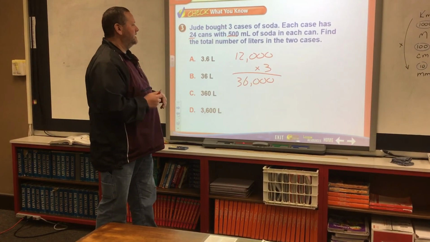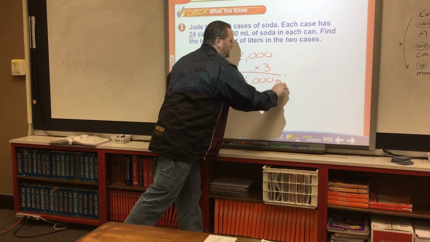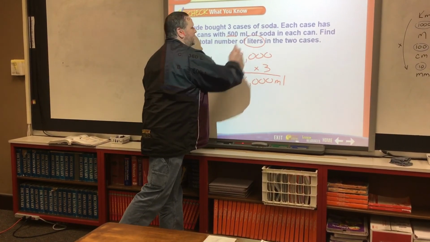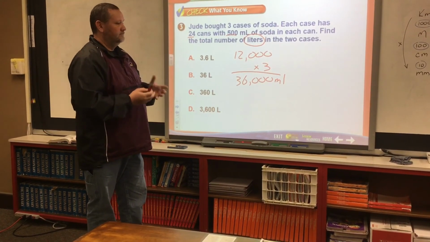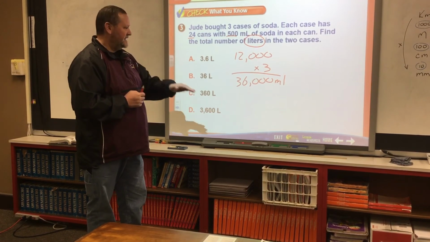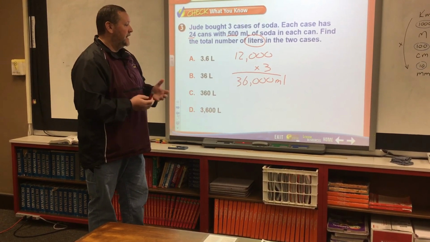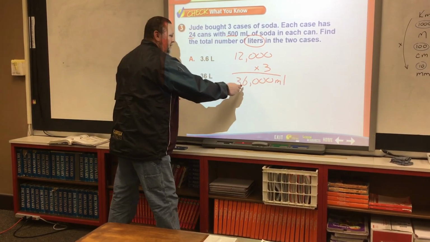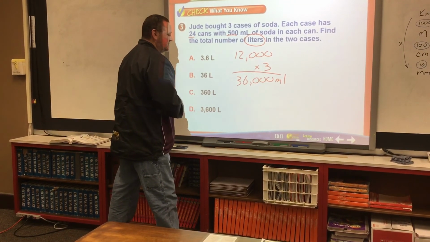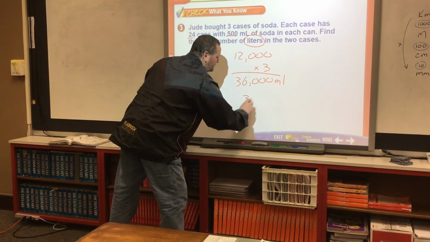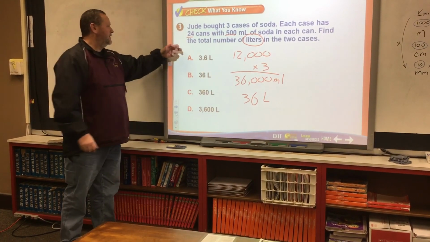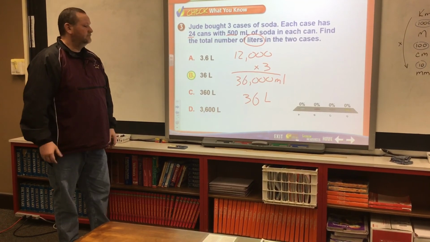Now, that is how many milliliters I have. The question, though, is asking about liters. So since I have milliliters going to liters, I'm going to divide by 1,000. Move your decimal point 3 places, or just take off those 3 zeros, and it should be 36 liters. We'll find out. It is.